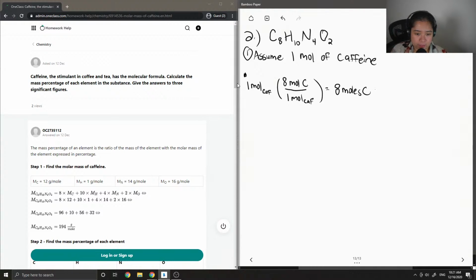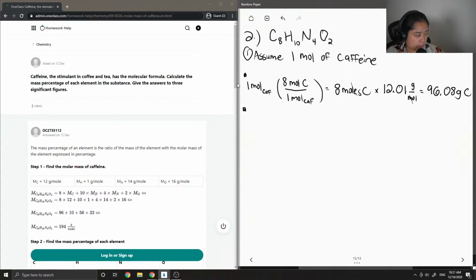And if we multiply by the atomic mass of carbon, which is 12.01 grams per mole, a value that can just be found on your periodic table, our moles will cancel out, and we're left with how many grams of carbon in 1 mole of caffeine. So 96.08 grams of carbon.